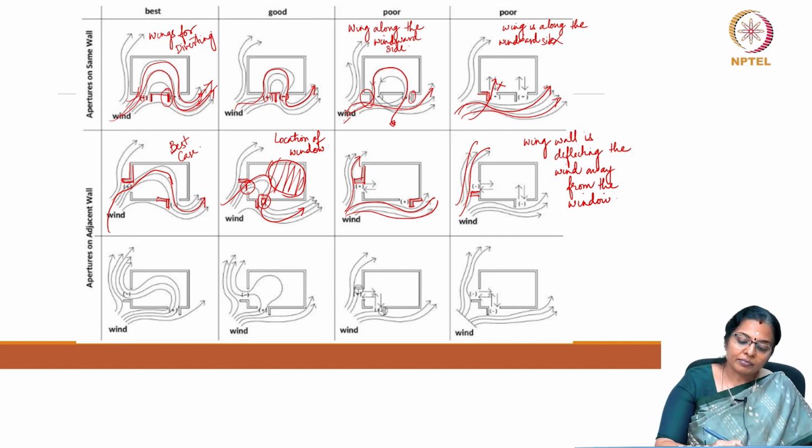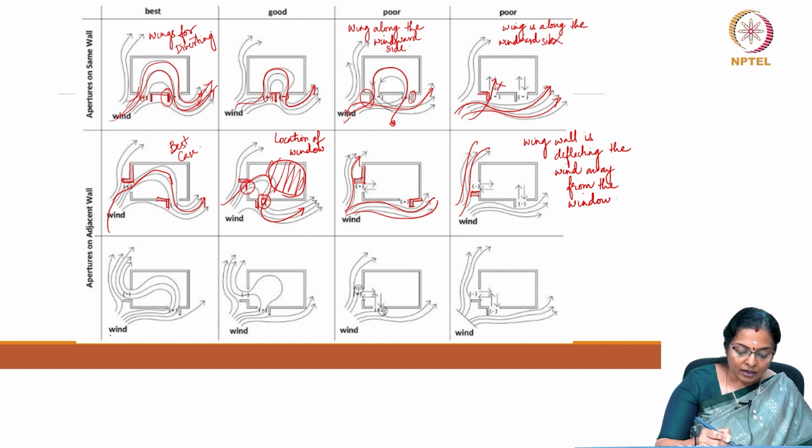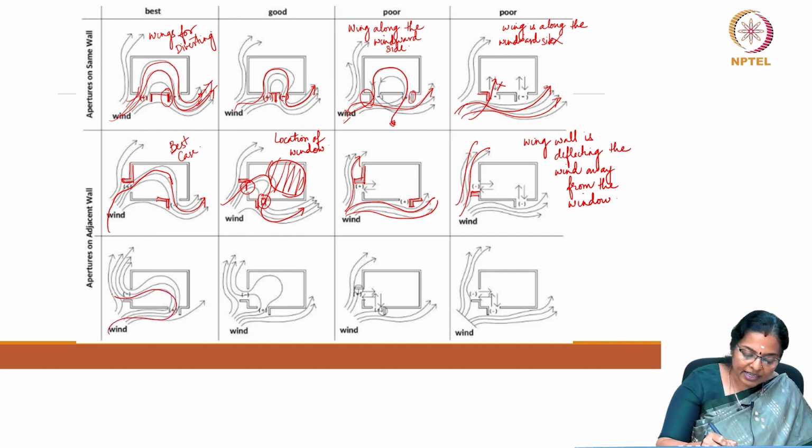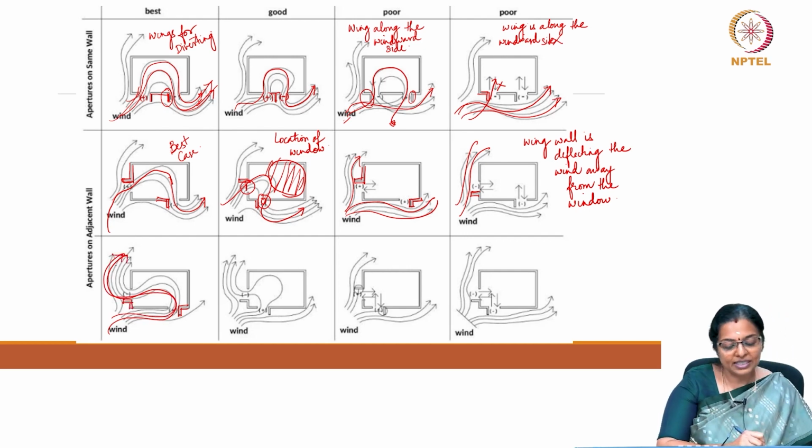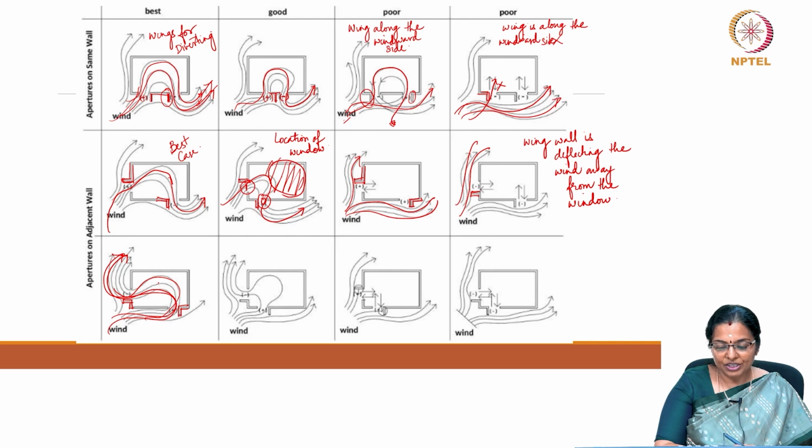Let us look at the change in location of the wing wall. Now here you have a situation where the wind is along this direction and the wing wall is actually encouraging breeze movement, and this wing wall is helping in deflecting the breeze outside. Due to the position, most of the room gets covered in ventilation.